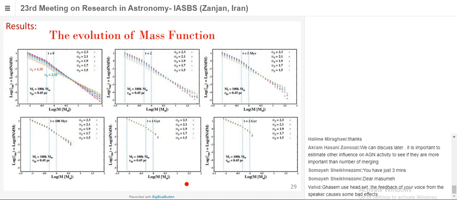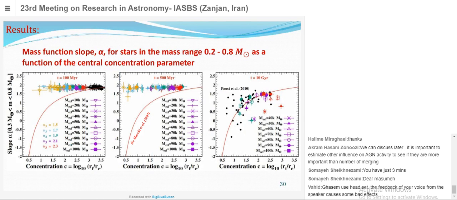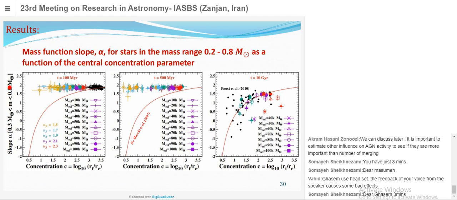Also, the mass function changes as a function of stellar evolution. This causes the slope of the mass function to change, and by a linear fit we can find the slope of the mass functions. In this plot, we plotted the mass function slope for masses in the range of 0.3 to 0.8 solar masses in main sequence stars, plotted against central concentration.